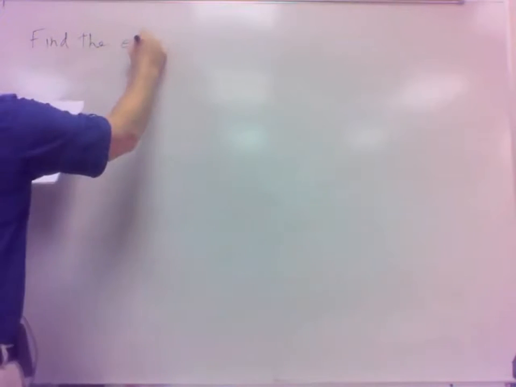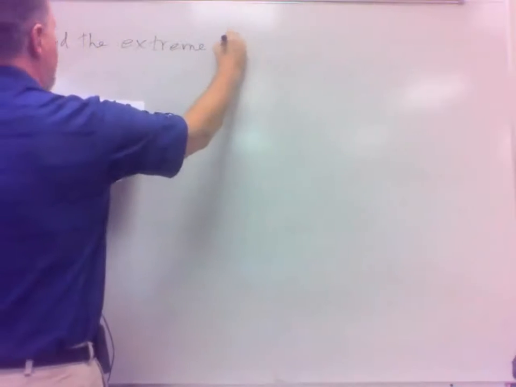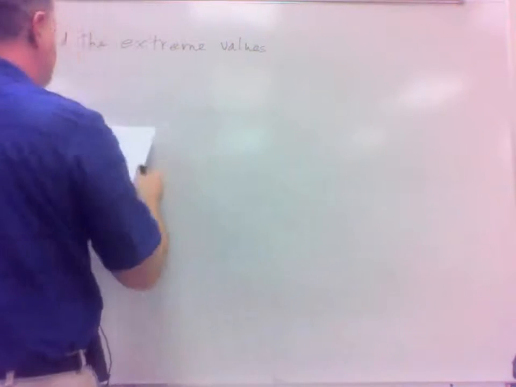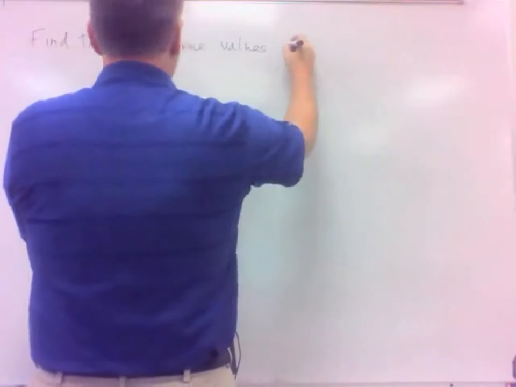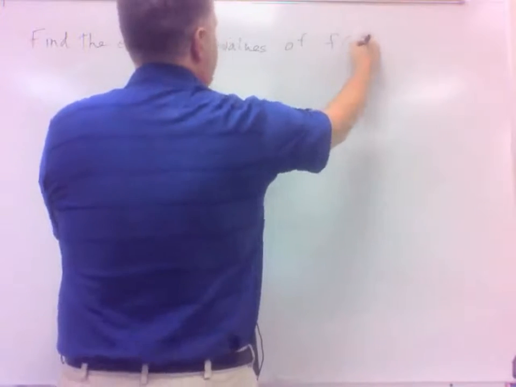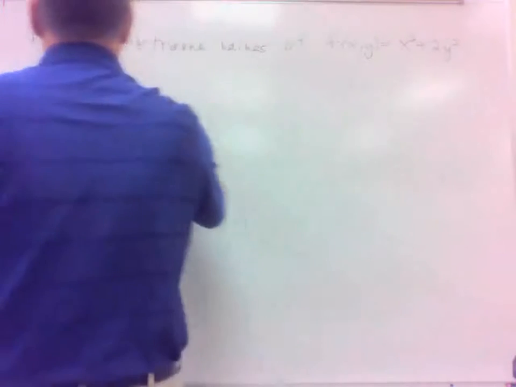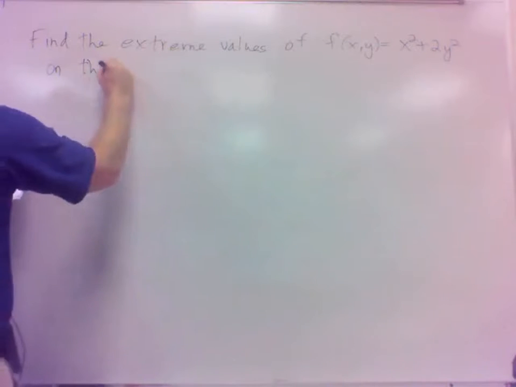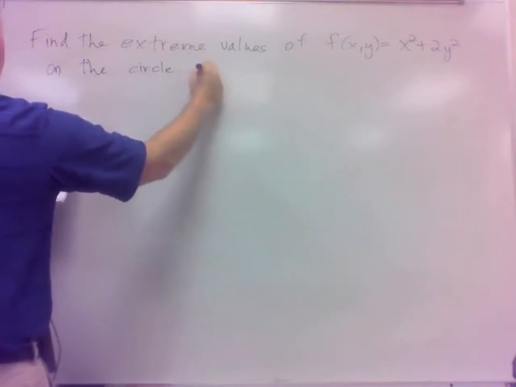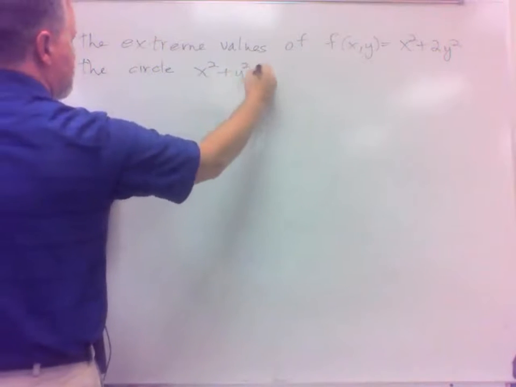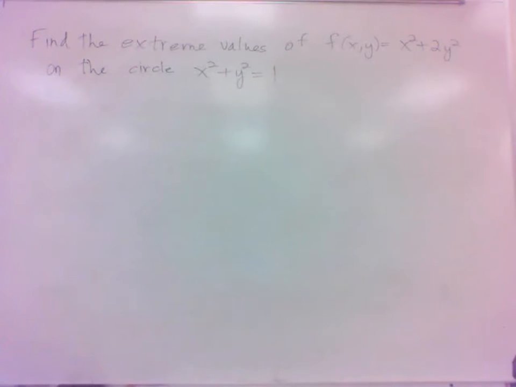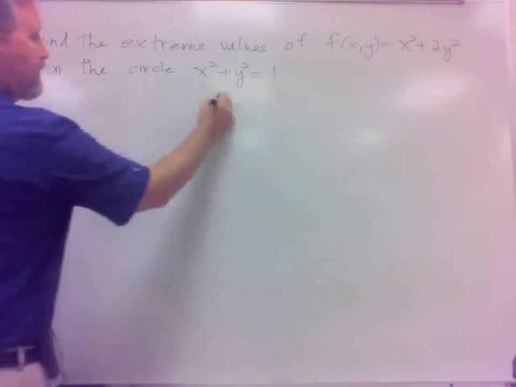Okay, so let's find the extreme values of f(x, y) = x squared plus 2y squared on the circle x squared plus y squared equals 1. Okay, so this is our constraint here.